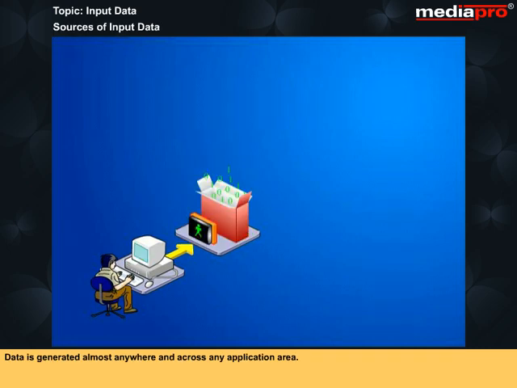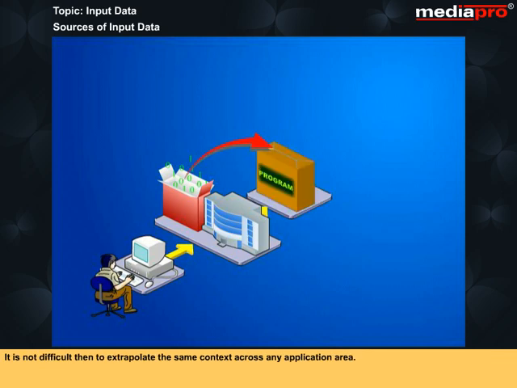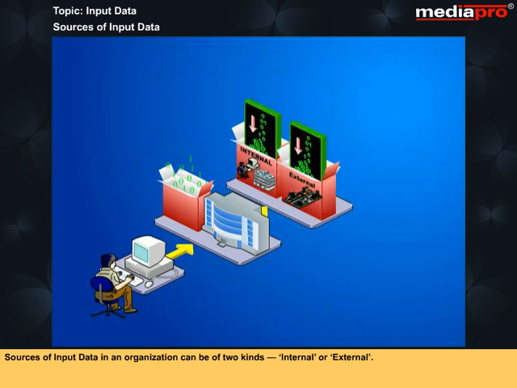Data is generated almost anywhere and across any application area. Since computers are used most extensively by organizations, let us understand the sources of input data in this context. It is not difficult then to extrapolate the same context across any application area. The sources of input data in an organization can be of two kinds, internal or external.